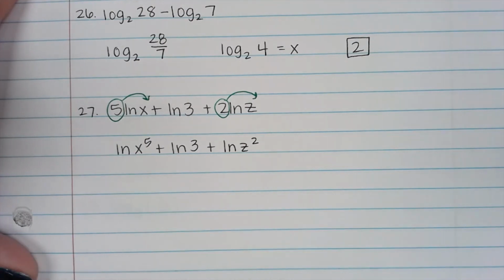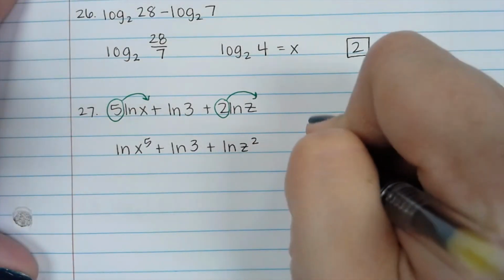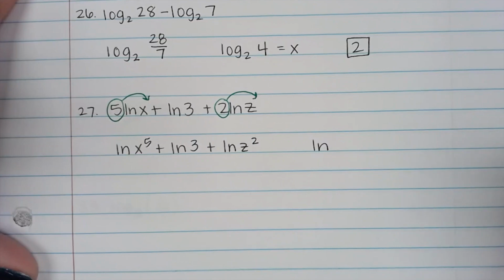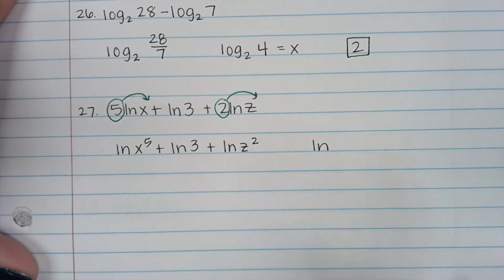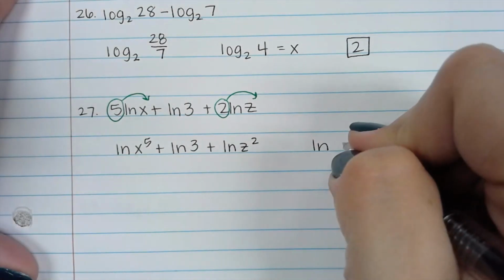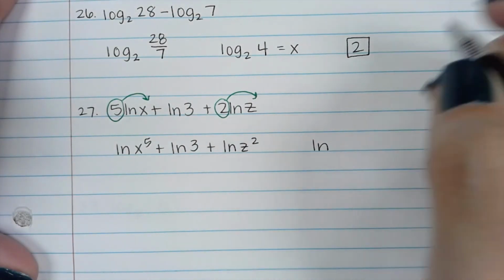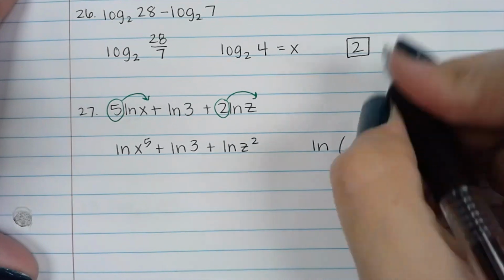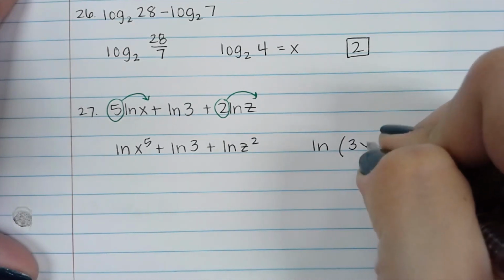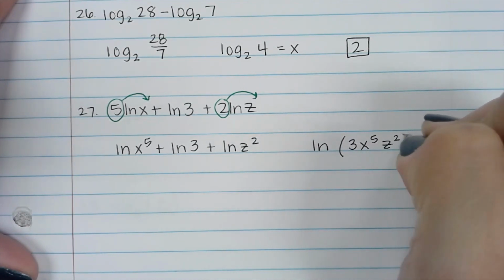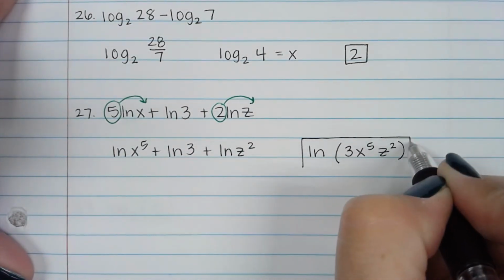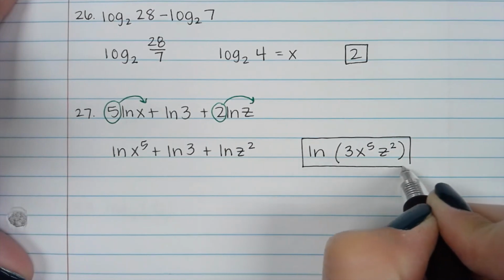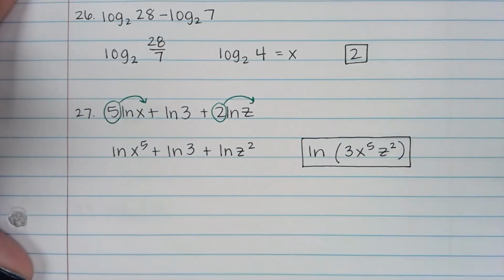And now I'm going to do the combining part where I condense it back together. And so for this one, it's going to be ln written once. It's x to the 5th times 3 times z to the 2nd. And so I'm going to choose to write that in this format here. Use parentheses to show that it's all being ln'd. So ln of (3x to the 5th, z to the 2nd). The order here technically doesn't matter, but it is usually written as coefficients or numbers first, and then it goes in alphabetical order after that.